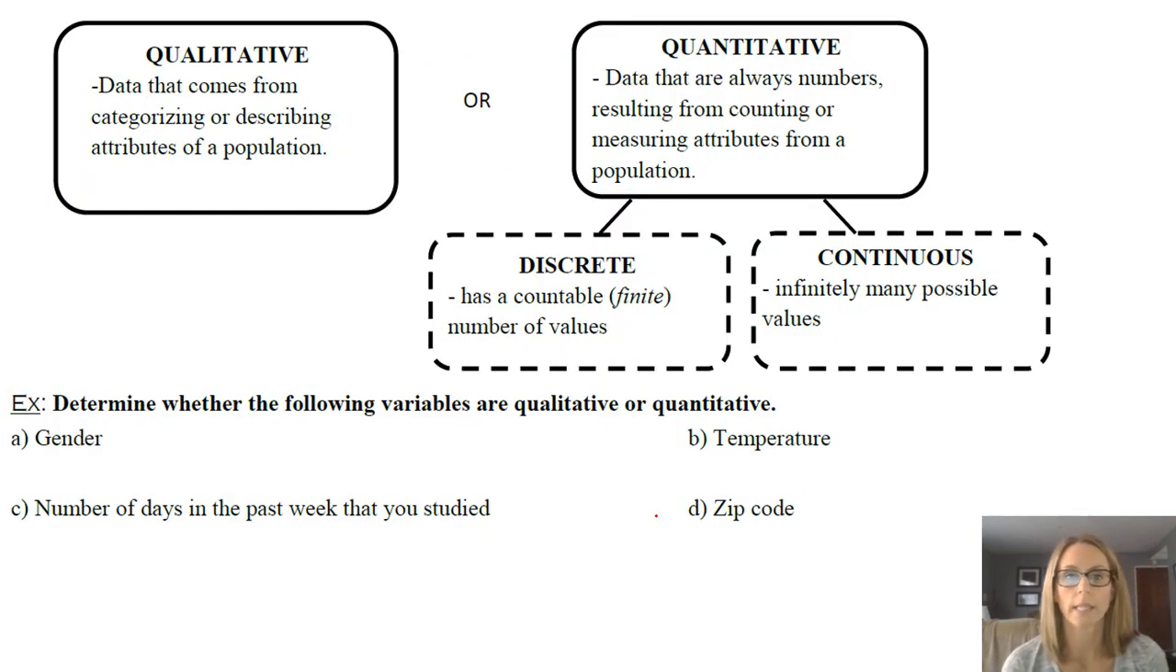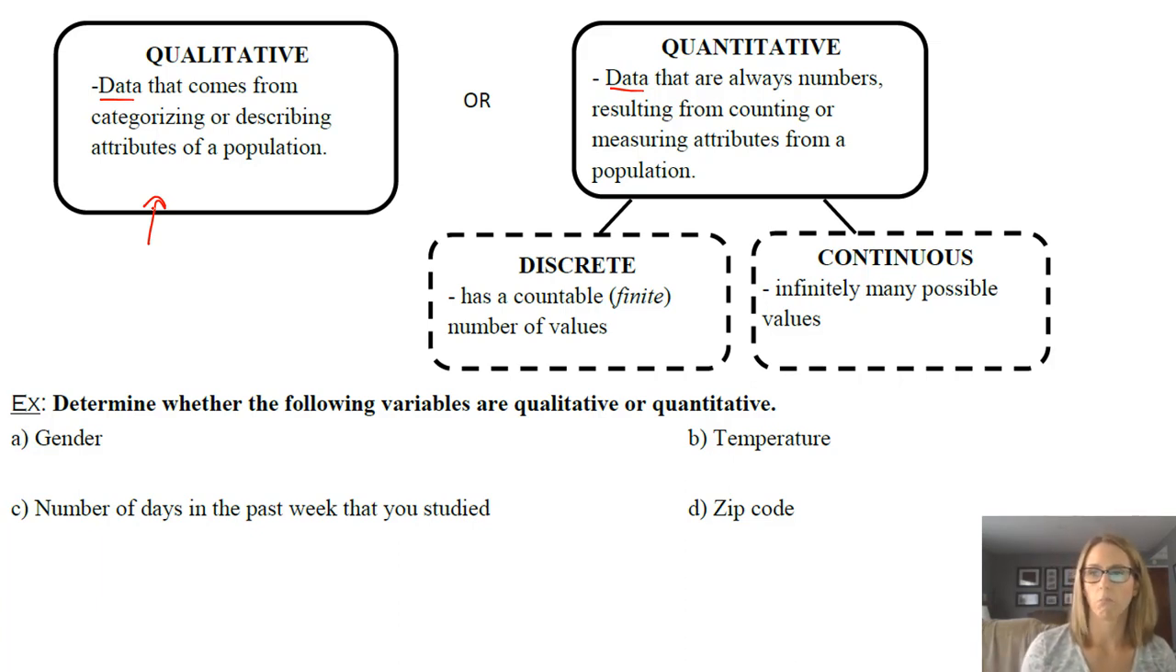All right, so moving on to types of data. So we've got qualitative data and quantitative data. Qualitative data comes from categorizing, describing attributes of a population. So for example, if I was to gain qualitative data from people, I might record the color of everyone's shirt. That is qualitative data.